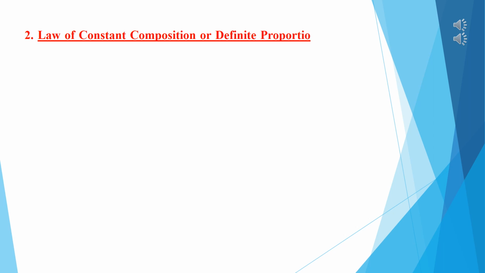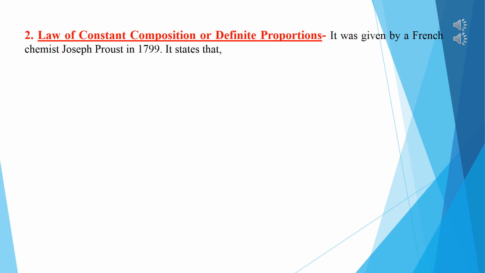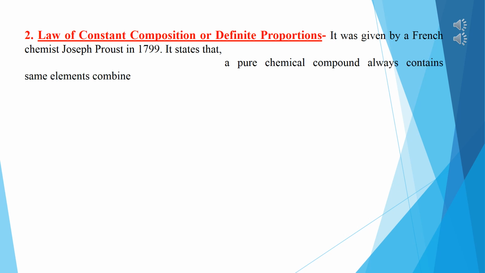So let's move to the second law, that is the law of constant composition or law of definite proportions. It was given by a French chemist Joseph Proust in 1799. It states that a pure chemical compound always contains the same elements combined together in the same definite proportion by weight.